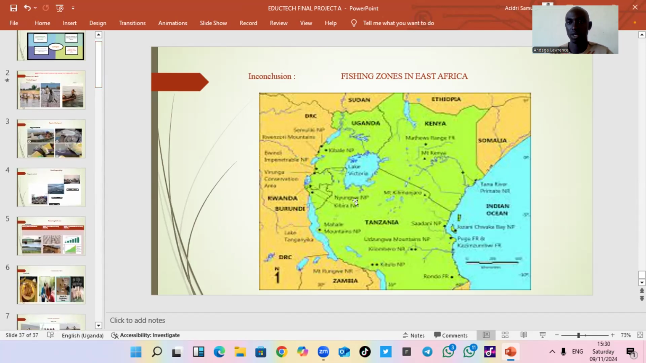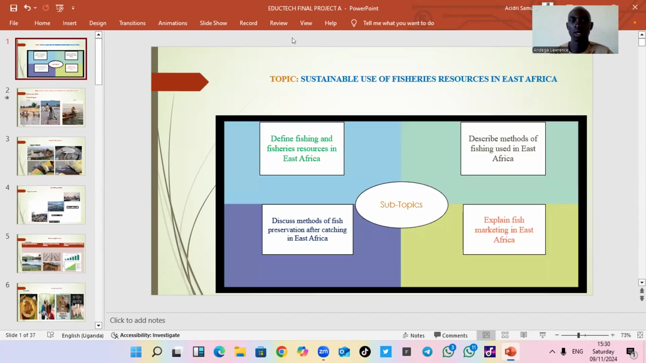I think from my exhibition, we have realized that fishing can be looked at in terms of defining what fishing is and having a look at fishing resources in East Africa. Still in East Africa, we can use various methods of fishing. And the methods include both traditional and modern. In traditional, we have things like basket hooks and many others. In modern, we have long line, purse seine, and many others.